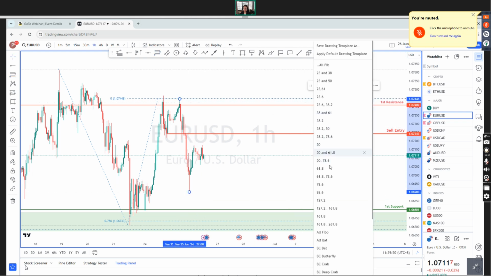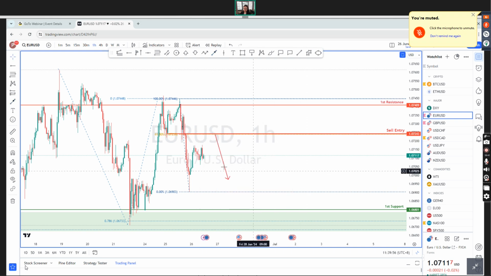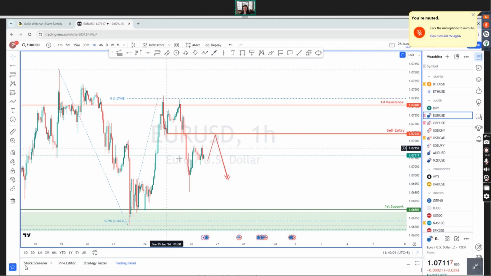I do have 61.8% at this level. So if price comes to this one, I'm going to short from that area. I'm waiting for price to go up even more, and then I short from that level. I do have 61.8 over here. This is my sell zone for H1.